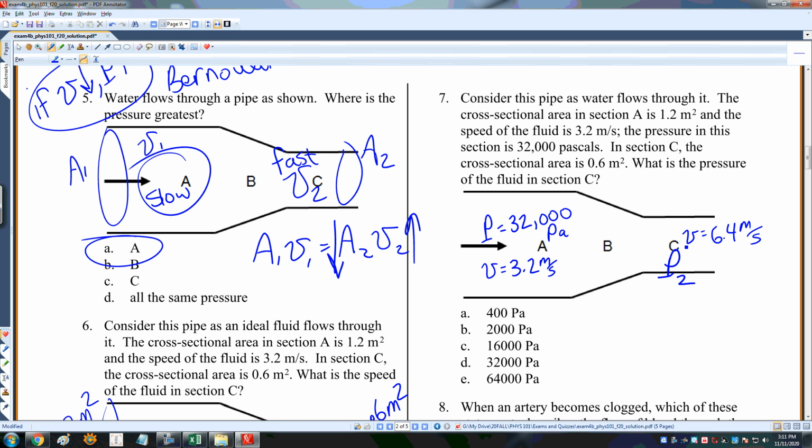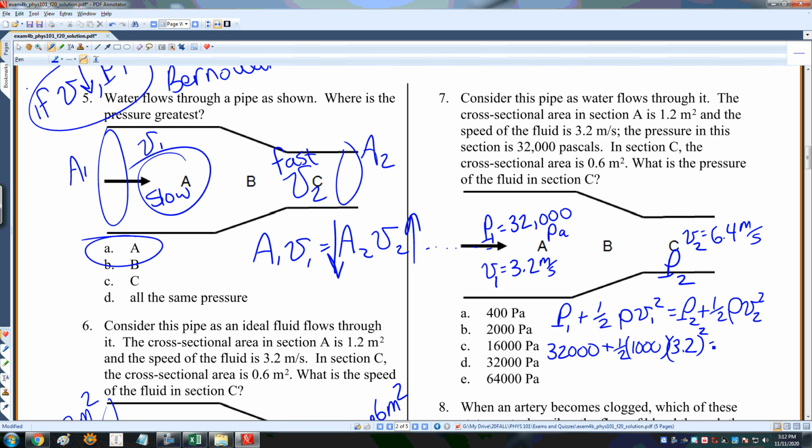I'm going to call this P2, V2, V1, P1. I do want you to notice that the height is not changing, so that part of the Bernoulli principle where we deal with height, we're just going to leave out. So I have P1 plus 1/2 rho V1 squared equals P2 plus 1/2 rho V2 squared. 32,000. That's equal to P2.